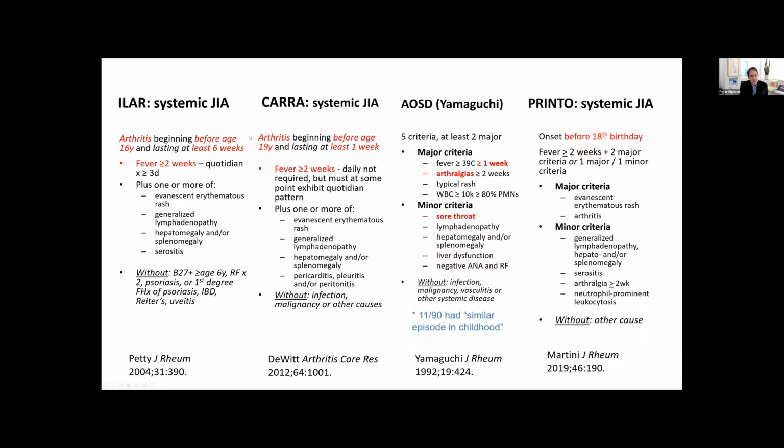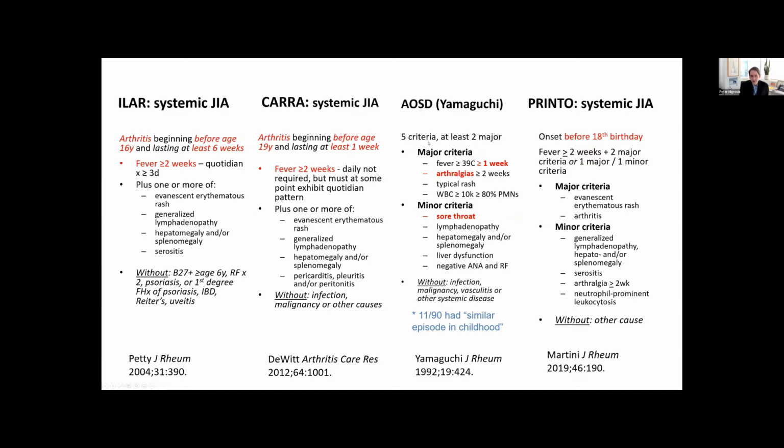So these 2 sets, the ILAR criteria, require arthritis as part of the diagnosis. That is, these diseases are subsets of juvenile idiopathic arthritis where you have to have arthritis to qualify. The age of onset differs a little bit, 16 or 19, and the duration of fevers differs a little bit. But otherwise, the presentation is pretty classic. Adult onset Still's disease, as Rashmi mentioned, does not require arthritis.